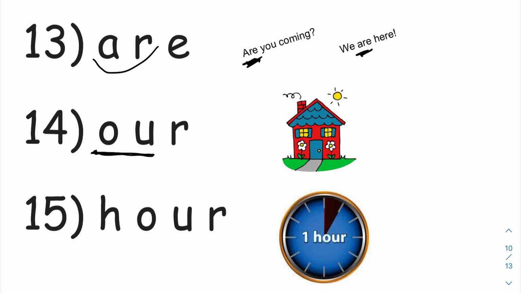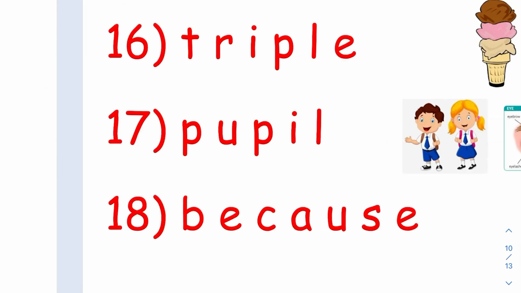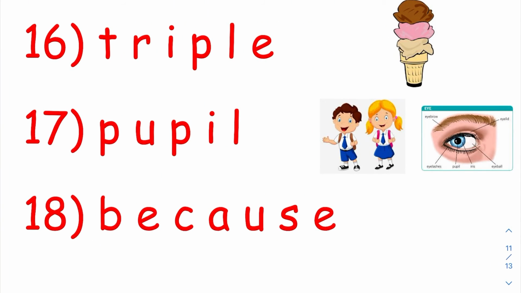Ow, and that one's just showing ownership. Our house, this is our room. And then this last one, the H is kind of silent there, meaning the time, when one hour has gone by. Okay, so those are the three. Hour. And our red words, good.